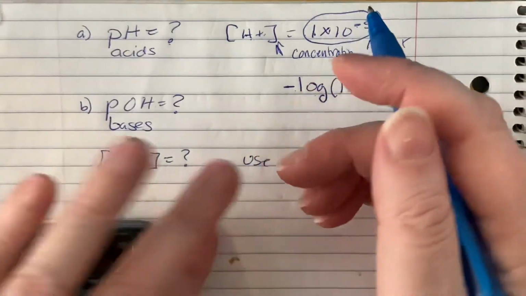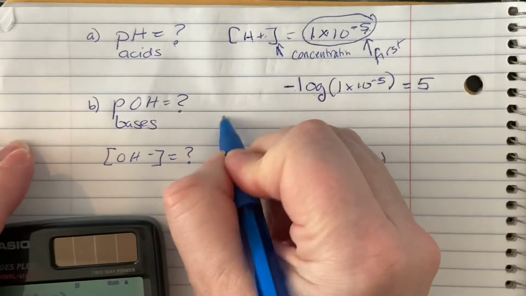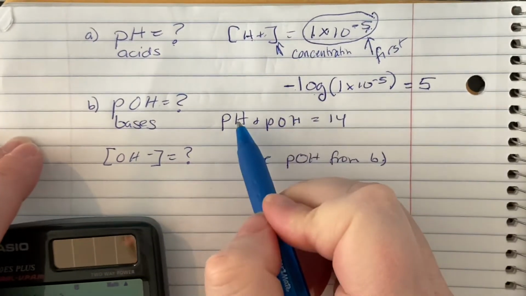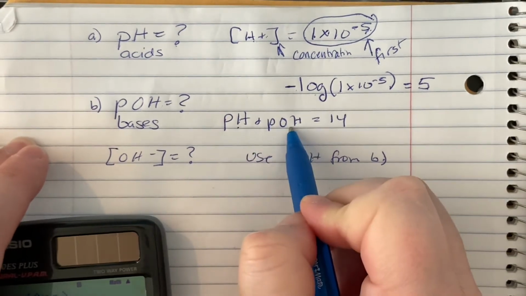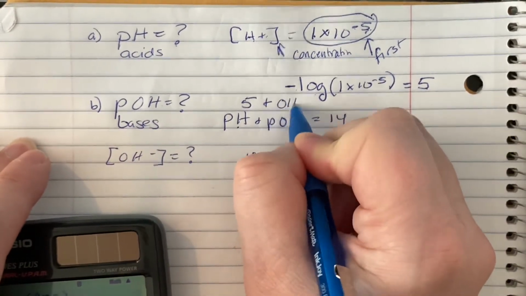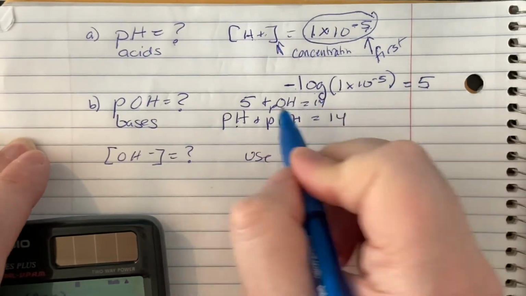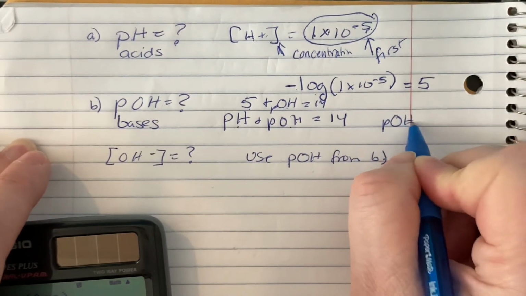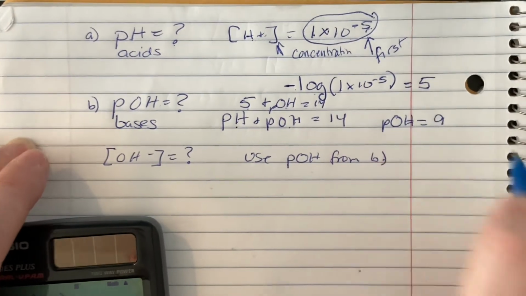Okay, the pOH is a little bit easier because pH plus pOH equals 14. So if we give you 1, you can always find the other. In this case, we got the pH of 5. So 5 plus pOH equals 14. So I know 5 plus something equals 14. I know the pOH is going to be equal to 9.